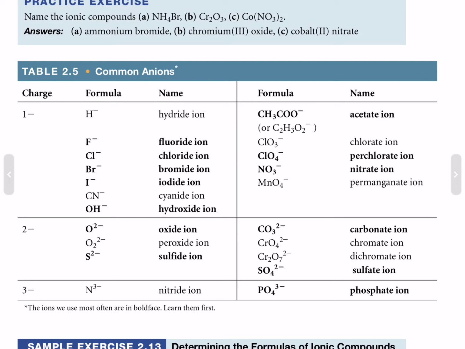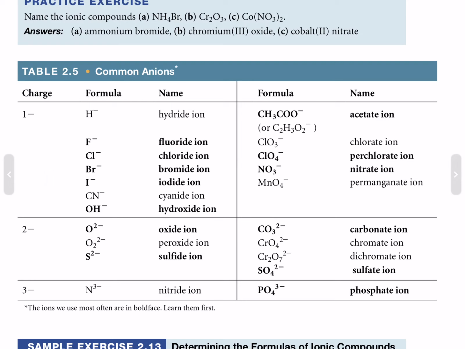Polyatomic ions: CH3COO, also C2H3O2 negative 1, acetate ion; ClO3 negative 1, chlorate ion; ClO4 negative 1, perchlorate ion; NO3 negative 1, nitrate ion; MnO4 negative 1, permanganate ion.